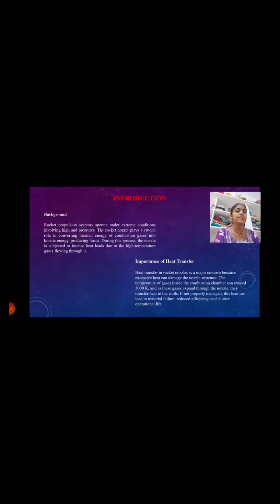Getting into the introduction. Background. Rocket propulsion systems operate under extreme conditions involving high pressures. The rocket nozzle plays a crucial role in converting thermal energy of combustion gases into kinetic energy, producing thrust. During this process, the nozzle is subjected to intense heat loads due to the high temperature gases flowing through it.